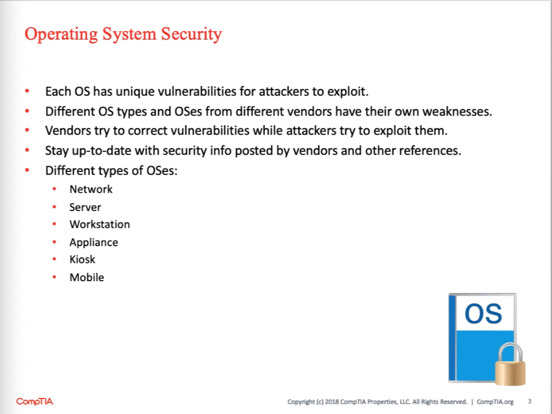Some of the different types of operating systems are network operating systems, server operating systems, workstation operating systems, appliance operating systems, kiosk OSs, and also mobile OSs.